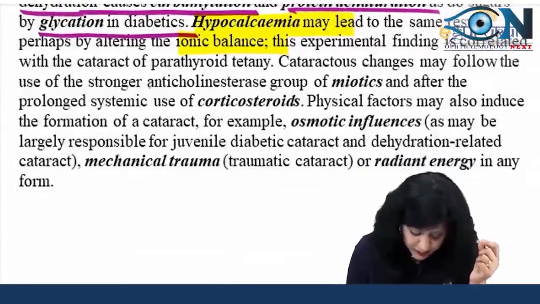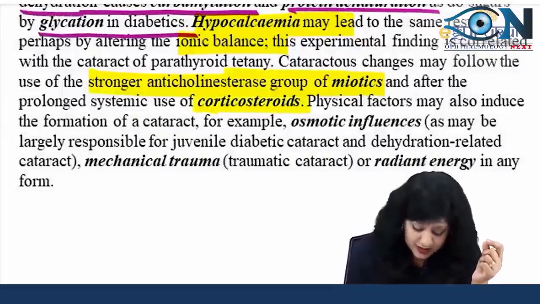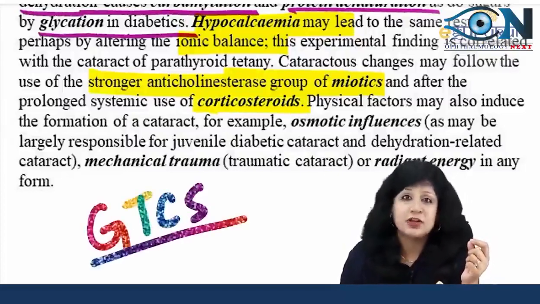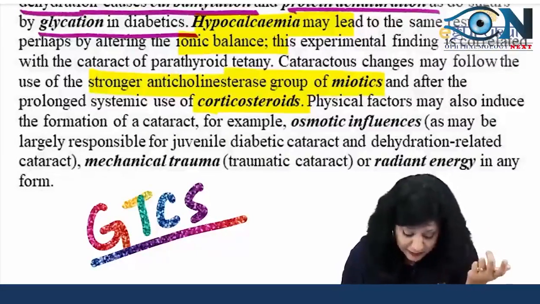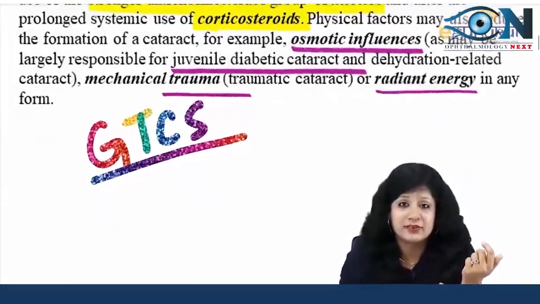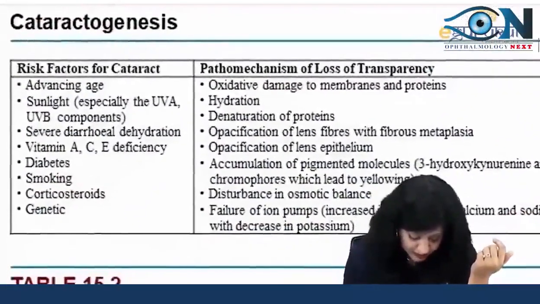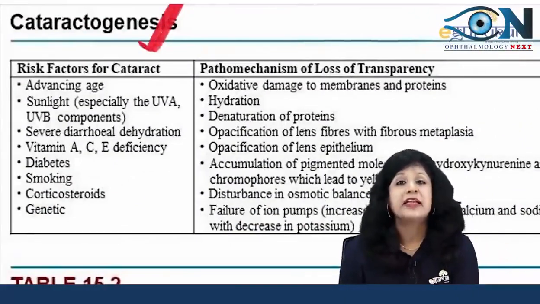Then we have the stronger anticholinesterase group of miotics. Then you obviously know corticosteroids, which I keep on reminding you. The old mnemonic, the GTCS: topical steroids cause more of glaucoma, systemic steroids cause more of cataract, so that is pretty important. Physical factors are also responsible, osmotic influences like the diabetic cataract. Then we have trauma, we have radiant energy, so everything can cause cataract. So let's have a look over this important table, which you can bookmark. What are the important things which can cause a cataract?